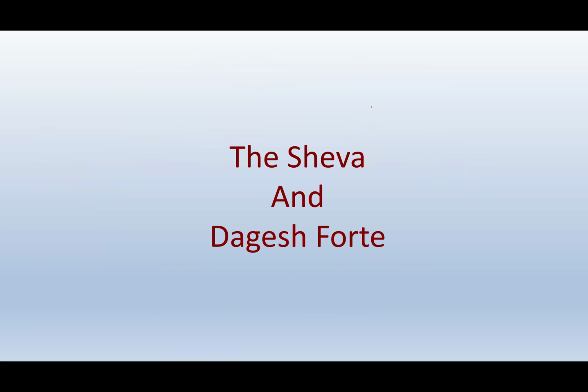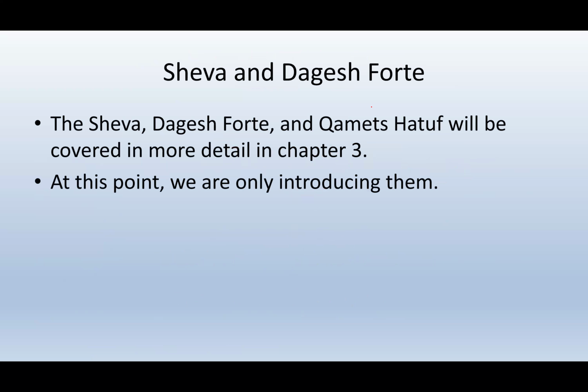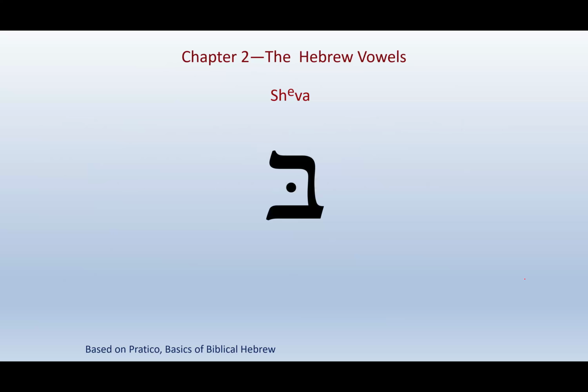So we'll look at the shva, the dagesh forte, and the kamets hatuf. The kamets looks like a little T, and the T kind of looks like it has a little drip or something underneath it. That was the A vowel, but sometimes it is an O vowel, and so we're going to be looking more at that. We'll get into chapter 3, but we just want to introduce them right now.